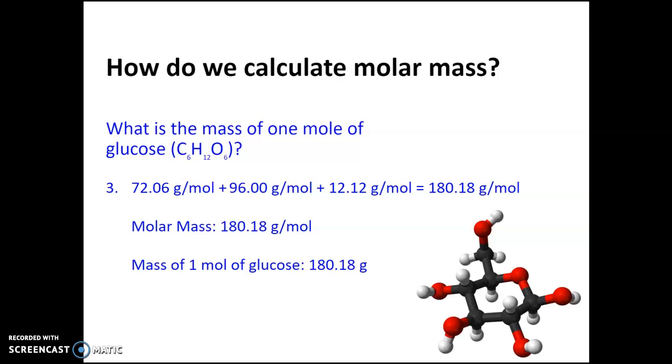We have 72.06 from the carbon plus 96 from the oxygen plus 12.12 grams per mole from the hydrogen, which gives us 180.18 grams per mole. So the molar mass is 180.18. The other way you could write it is you could say the mass of 1 mole of glucose is 180.18 grams. And so notice the only difference there is the unit.